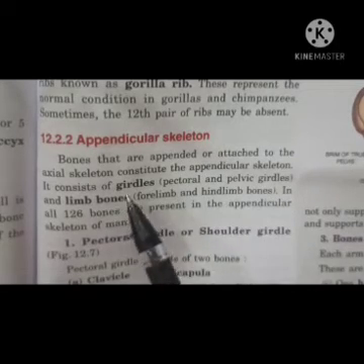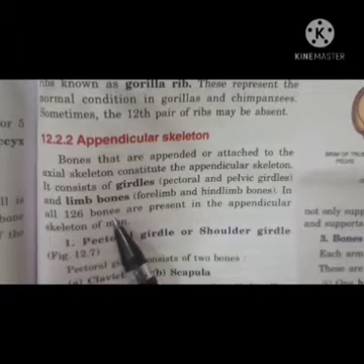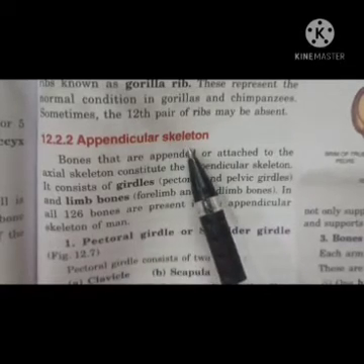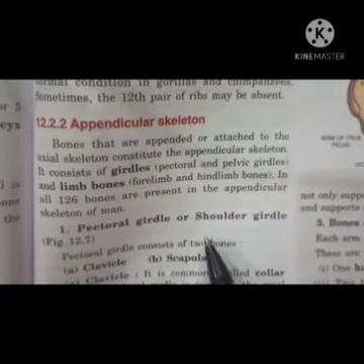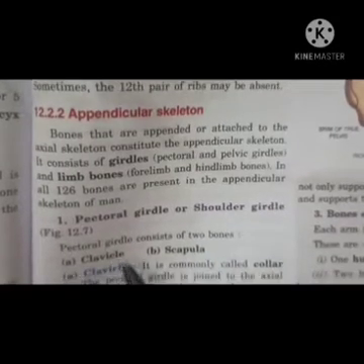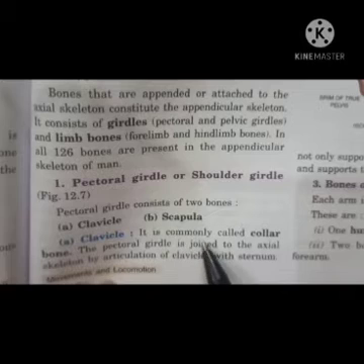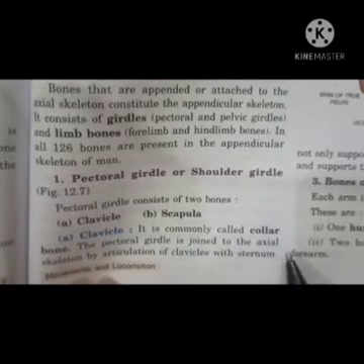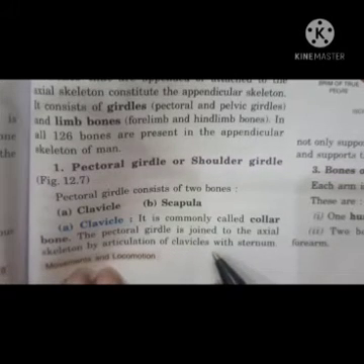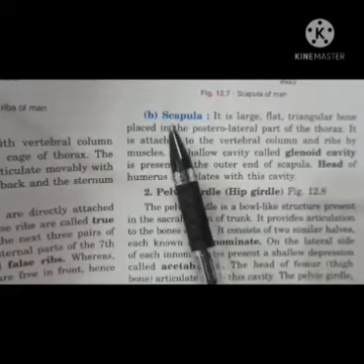Now next is your appendicular skeleton. Appendicular skeleton consists of girdles and limb bones. And there are a total of 126 bones in the appendicular skeleton. Now first we will learn about the pectoral girdle. It is also called shoulder girdle. And the pectoral girdle consists of 2 main bones, that is your clavicle and scapula. Clavicle is commonly called collarbone, and the pectoral girdle is joined to the axial skeleton by articulation of clavicles with the sternum.